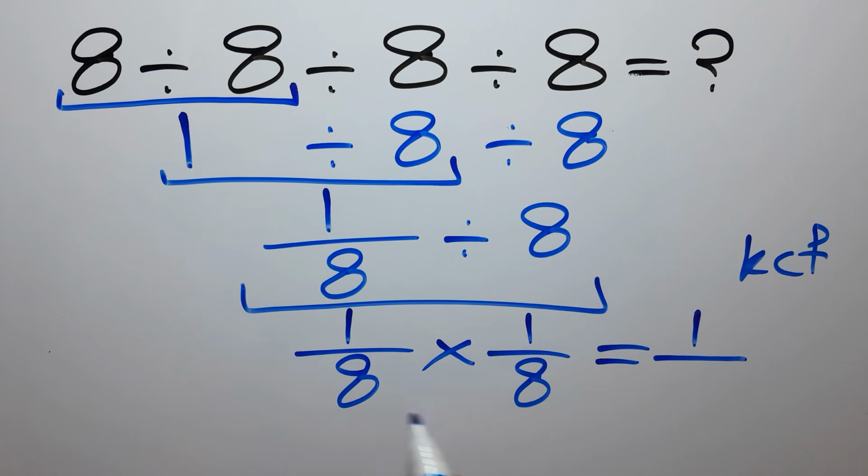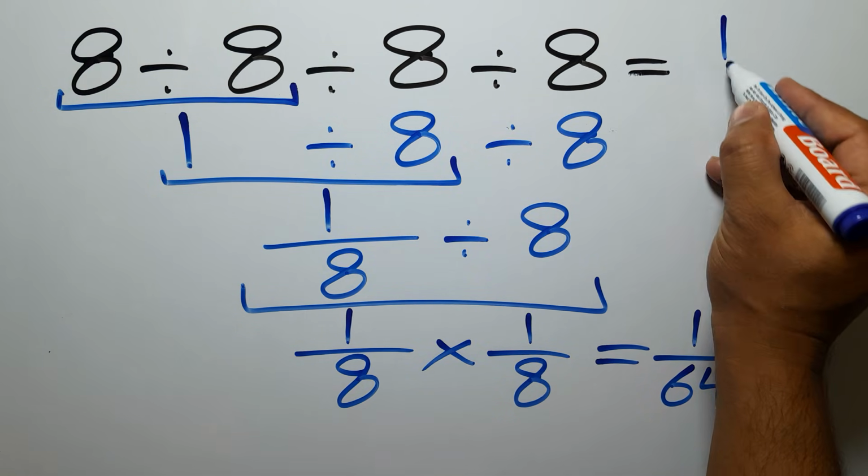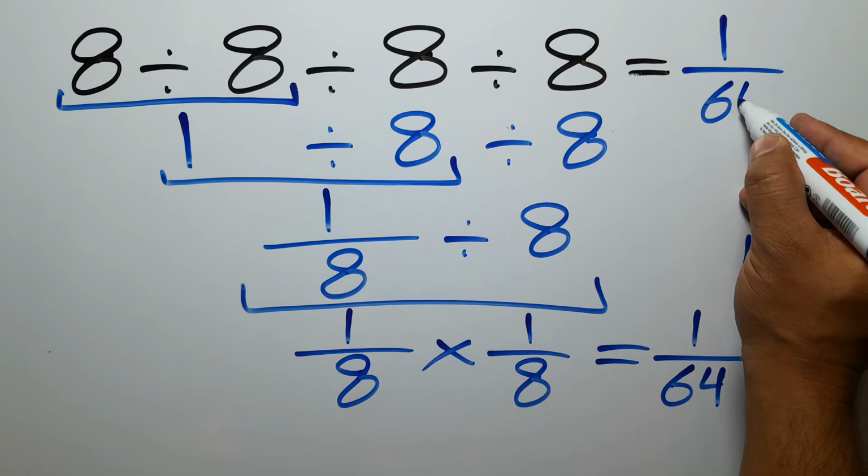So 8 times 8 equals 64. So we have 1 over 64. And this is our final answer to this problem. The correct answer is 1 over 64.